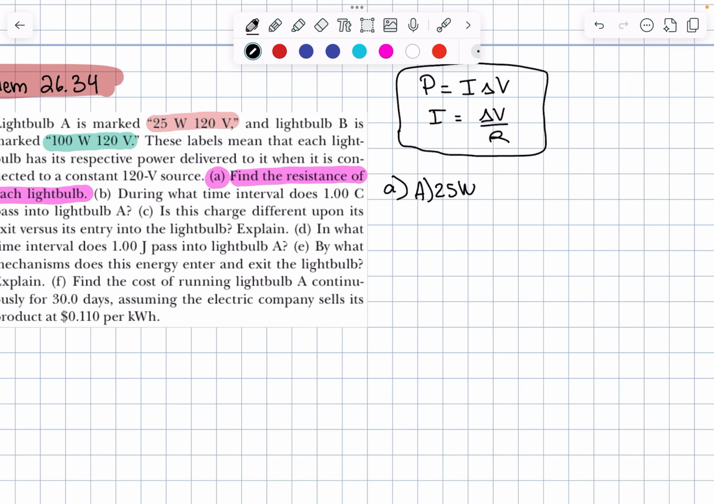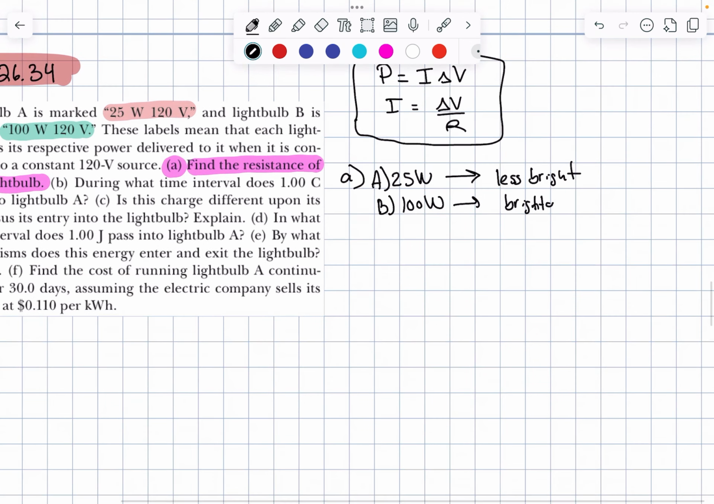And when we compare that to 100 watts, obviously 25 is a lot less. This means this light bulb is going to be less bright. So the reason why you might want a less bright light bulb is, well, it's cheaper, right? And then 100 watts is brighter. Now, what does that mean in terms of the current?